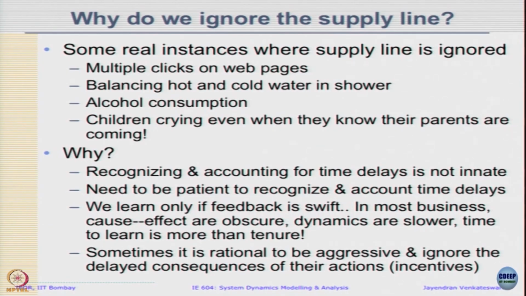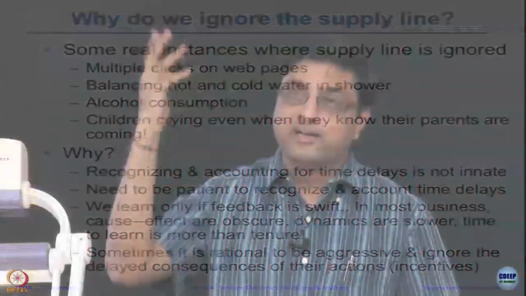And dynamics are slower, and the time to learn is more than the tenure. Sometimes he's a regional manager only for 2-3 years, right? If some feedback is going to kick in after 3 years, you don't really care, because your term is over. The marketing manager has an objective to fulfill in this quarter. Any feedback may occur in the next quarter, he will say, I'll worry about it next quarter. But that means he is ignoring the supply line.